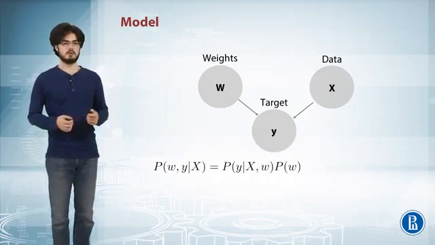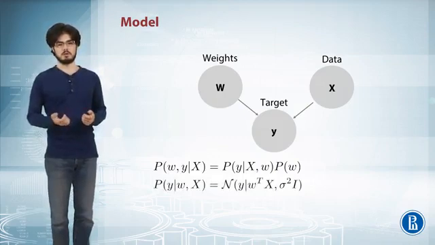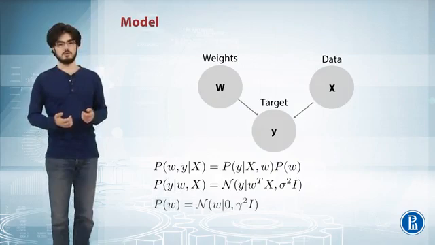Now we need to define these two distributions. Let's assume them to be normal. The probability of target given the weights and the data would be a Gaussian centered at the prediction, that is w transposed x, and the variance equal to sigma squared times the identity matrix. Finally, the probability of the weights would be a Gaussian centered around 0 with the covariance matrix sigma squared times identity matrix.